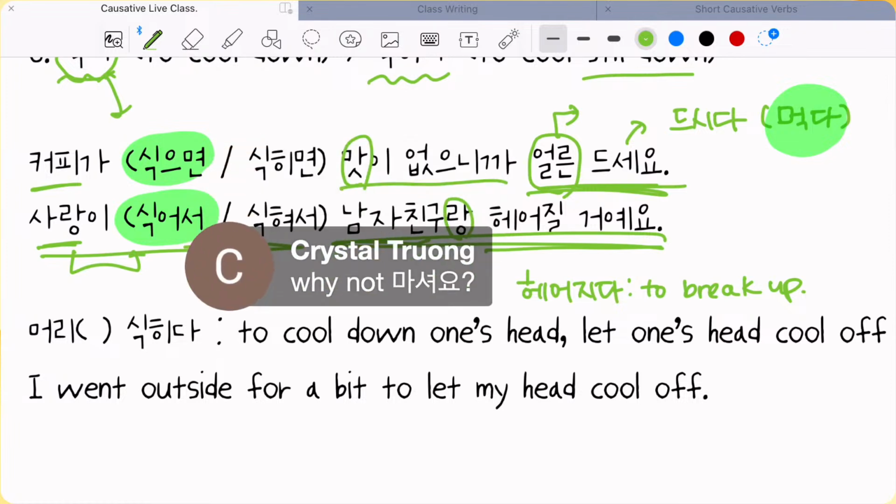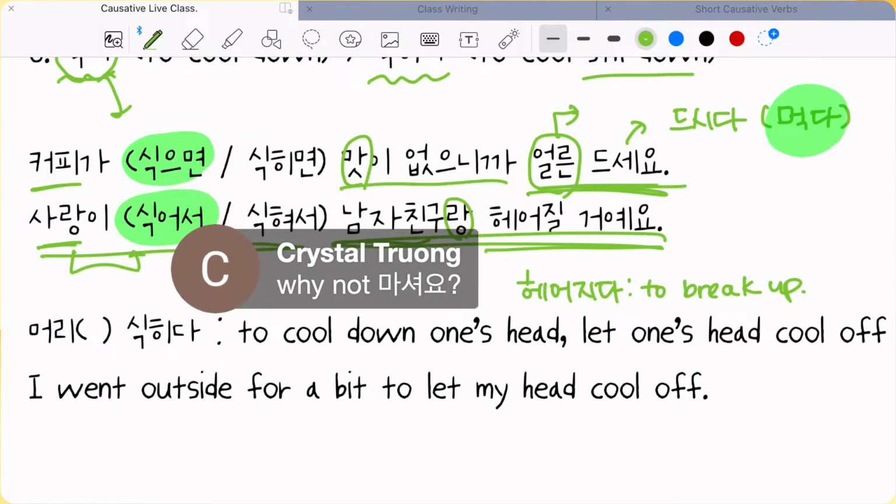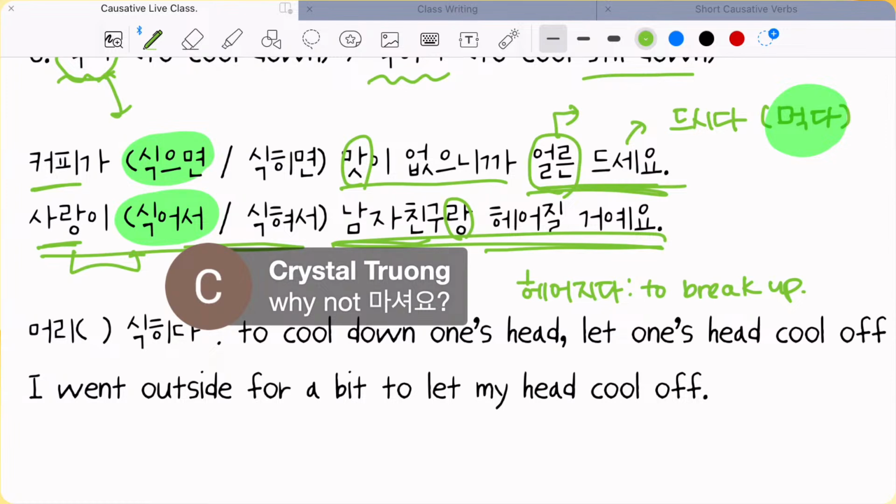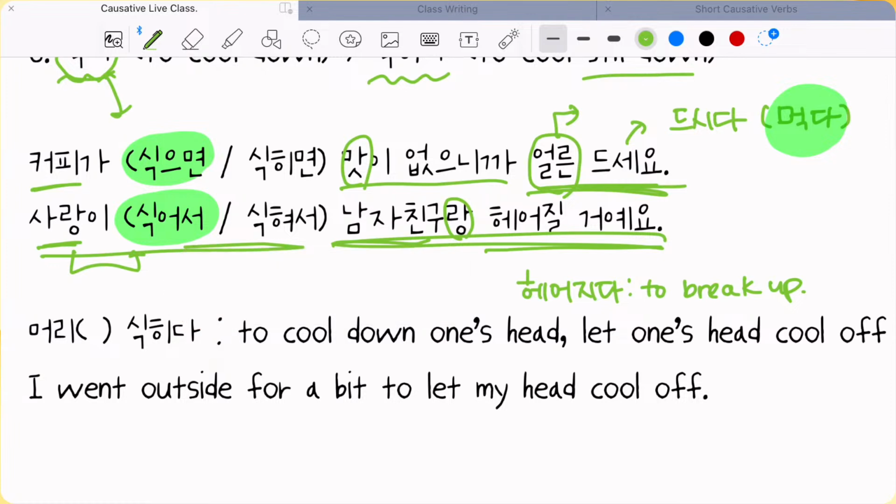그리고 why not 마셔요? 마셔요도 괜찮아요. You can say 커피를 마시다. 마시다도 괜찮아요. It's just that 커피를 먹다 is also okay. 커피를 먹다, 커피를 마시다 둘 다 같은 뜻이에요. They mean the same thing.